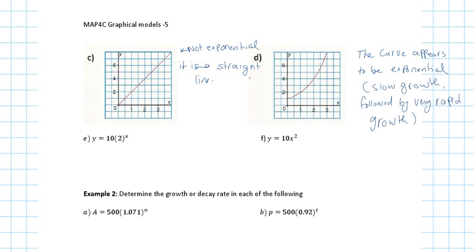Okay, equations E and F, which one is exponential? E, because the exponent is the variable. And what is this? Quadratic.